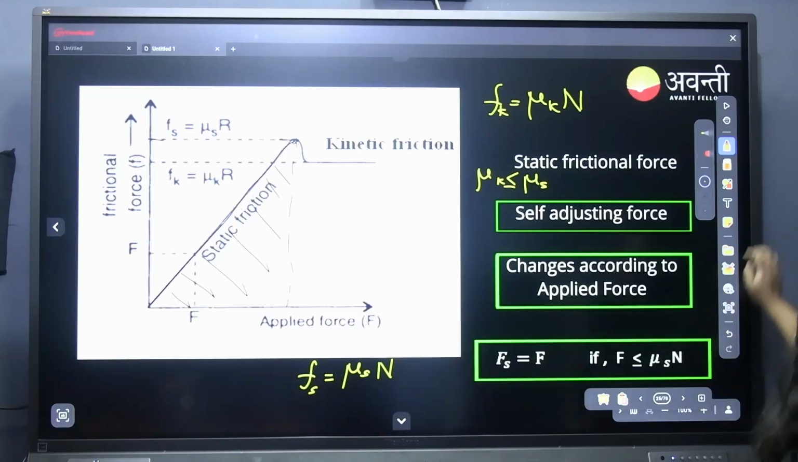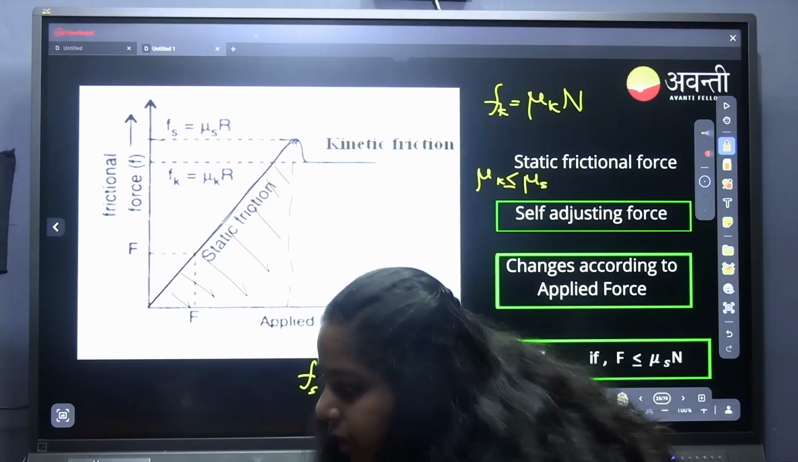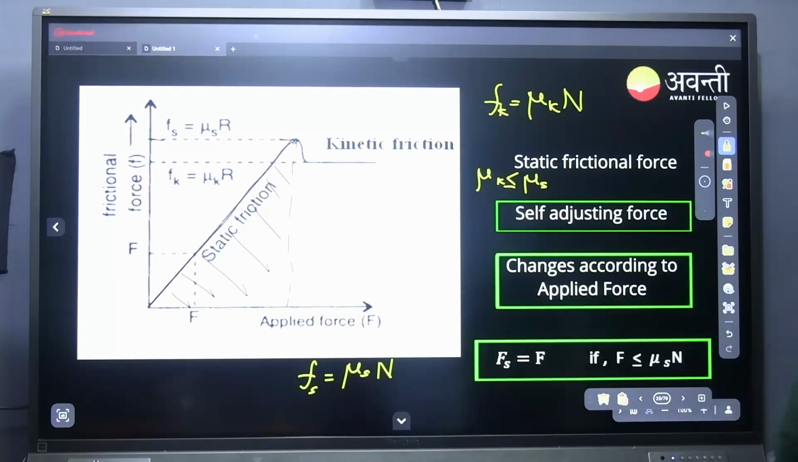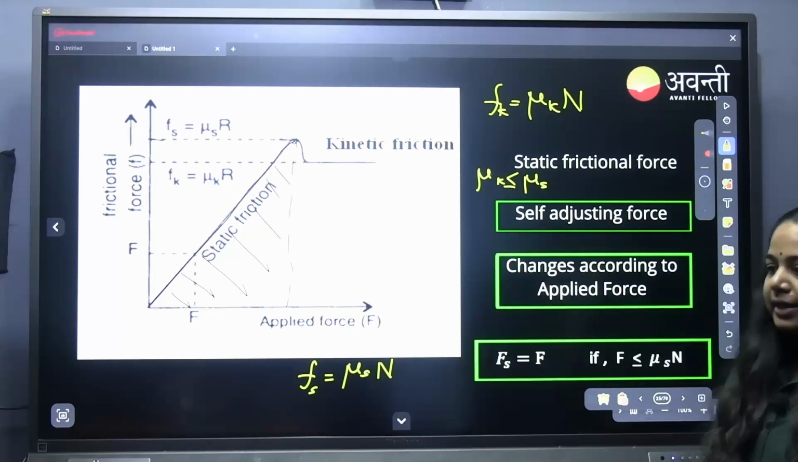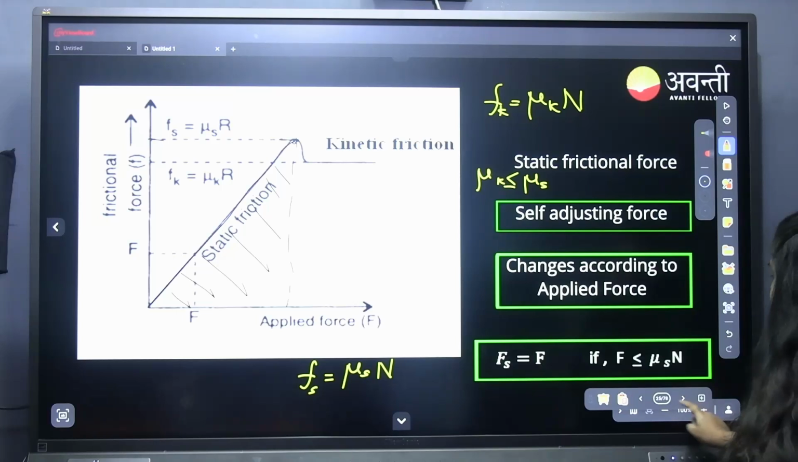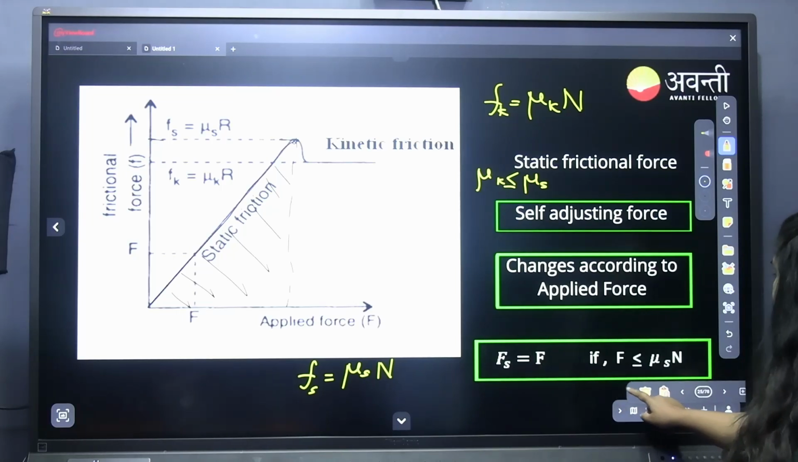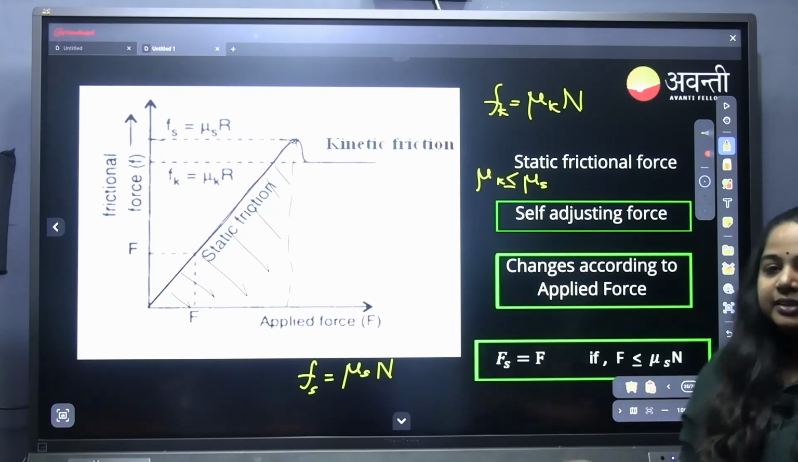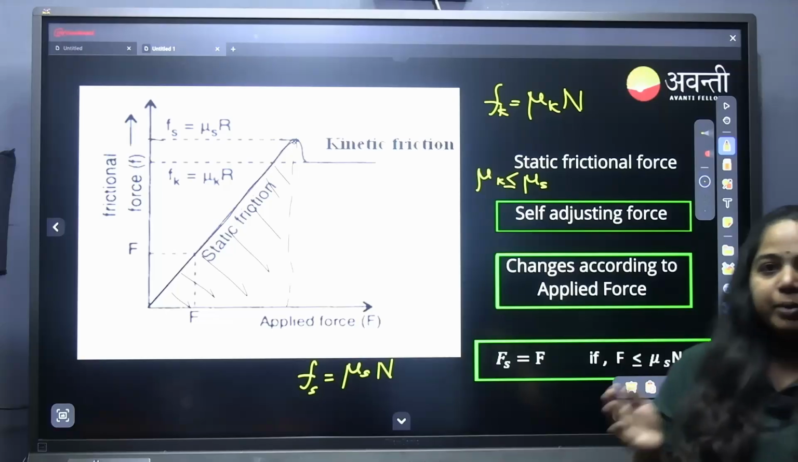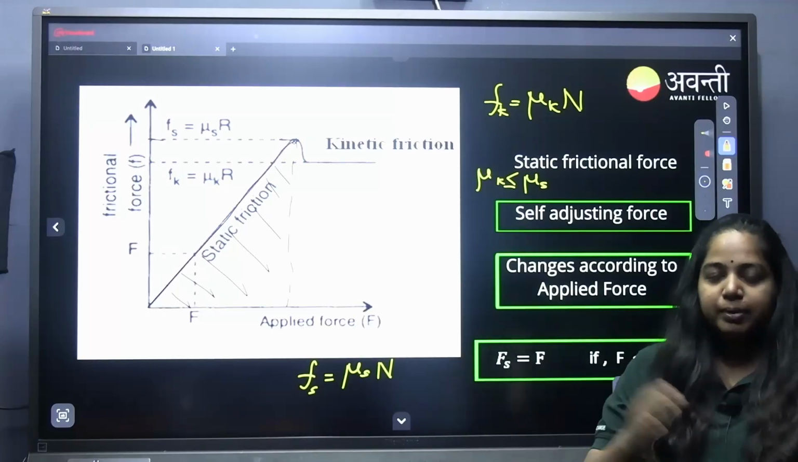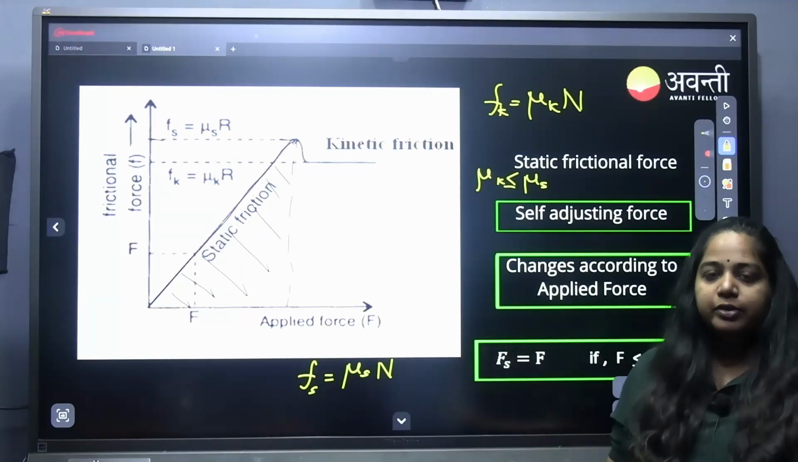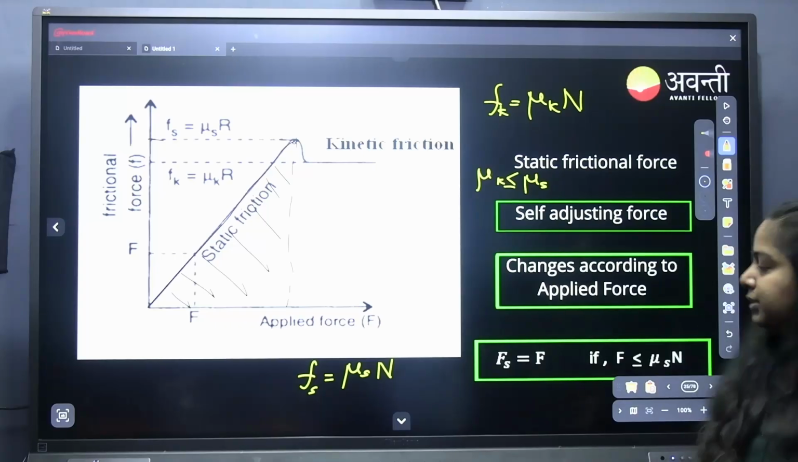Is there any doubt in this topic? What is N? N is normal force. In each case, the value of N will depend on the case. Case by case we have to find that, which we will do when we are doing the problems.